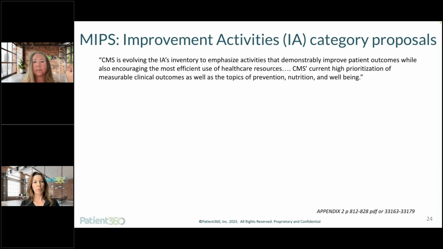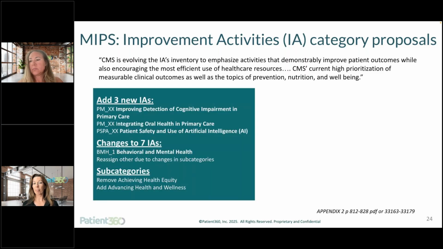Moving on to improvement activities. The quote at the top of the screen, again, just underscores these themes that are weaved throughout not only this document, but other current CMS initiatives. They want to demonstrably improve patient outcomes while also being efficient with our healthcare resources. And we want to prioritize also prevention, nutrition, and well-being. That's a new thing for this administration and this CMS, the emphasis on prevention, nutrition, and well-being.